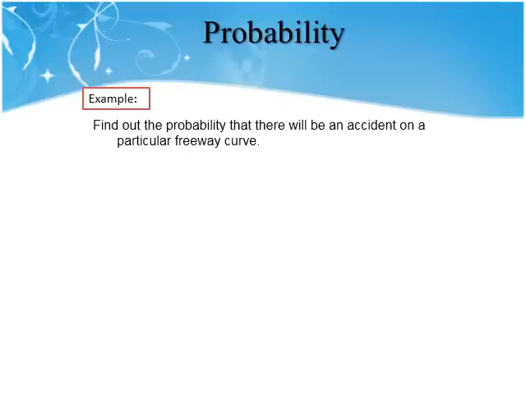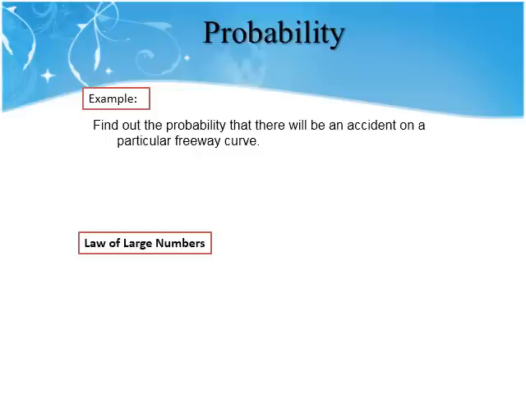As an example, suppose we wanted to find out the probability that there will be an accident on a particular freeway curve. Well, what we first need to do is count up the number of accidents we see on a freeway curve and divide that by the number of cars that drove by. This would give us an approximation of the probability that there will be an accident on that freeway curve.